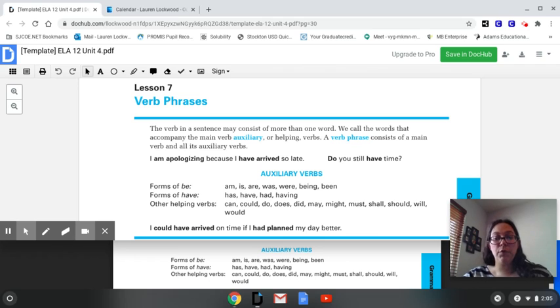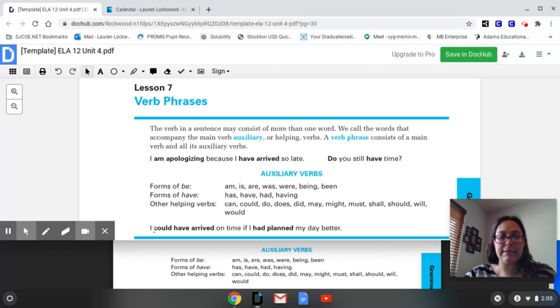These verbs, and verbs are words that tell what is happening. So what did someone do? Or they can also tell being, who is someone. Verbs are words that tell being or doing. Helping verbs are used with another verb.